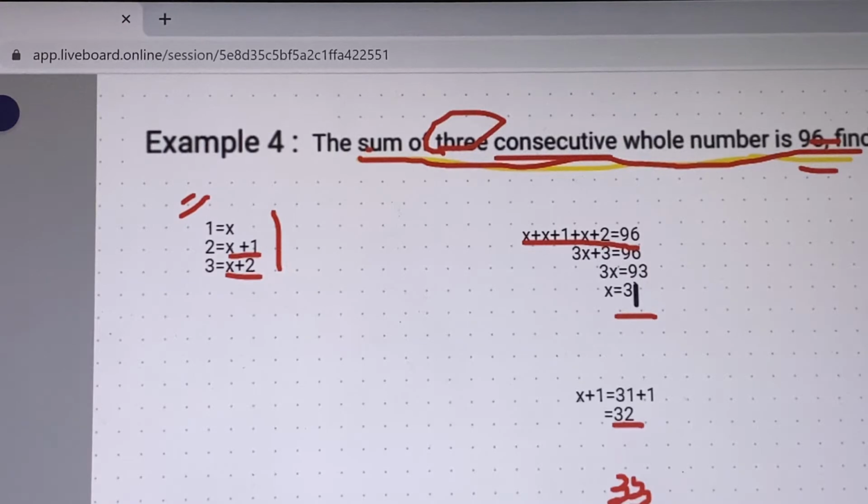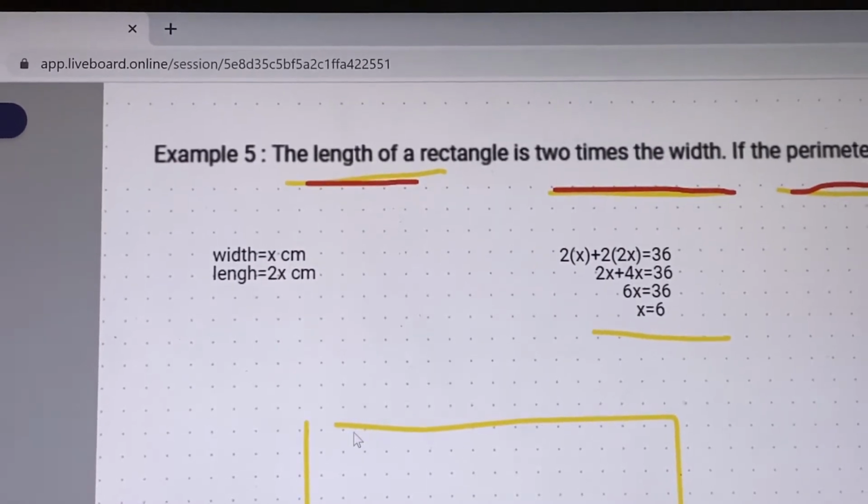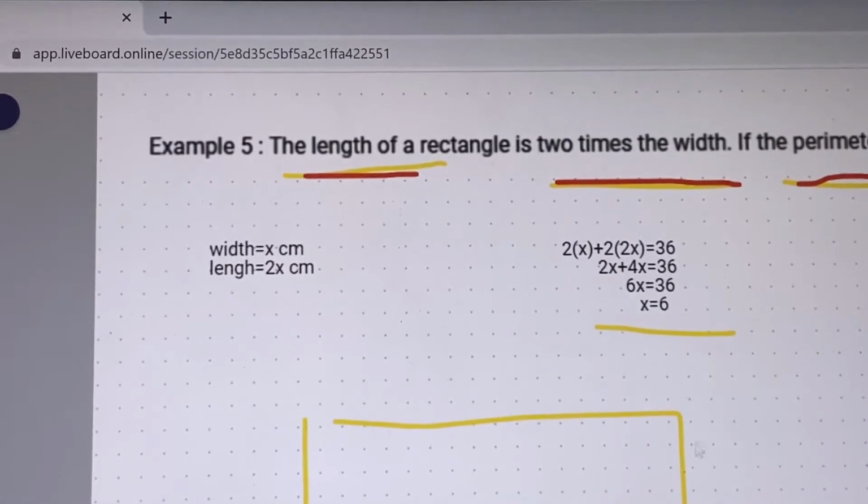Okay, so let us proceed to the last question, which is example 5. As you can see, this is the length of a rectangle. It's 2 times the width. The perimeter is 36, and they want the width. So let's draw a rectangle. There's a rectangle over here. So this side equals x. This one equals L. Let L become the length, width become x, and length become 2x, because the length of the rectangle is 2 times the width, 2x.